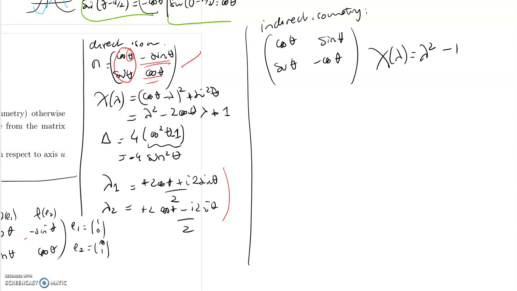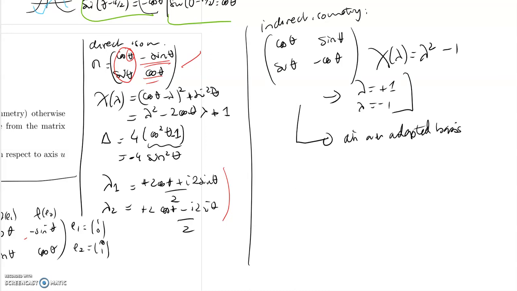Pause the video maybe and do this, be sure you know. And so what do we have? In that case, we only have real eigenvalue possibilities: lambda is equal to +1 and lambda is equal to -1. These are the two roots of this equation. So what does it mean? You already know actually what it means. In an adapted basis, you can diagonalize this matrix and it's going to look like this. The diagonal matrix corresponding to this one is going to be that. And you already know what this is: this is going to be an orthogonal symmetry.